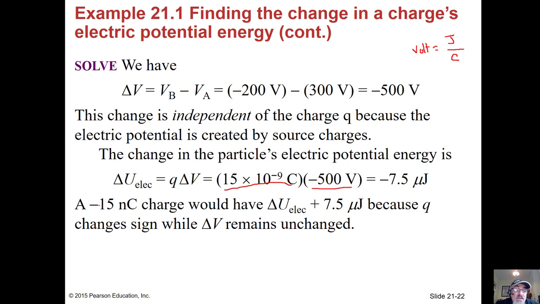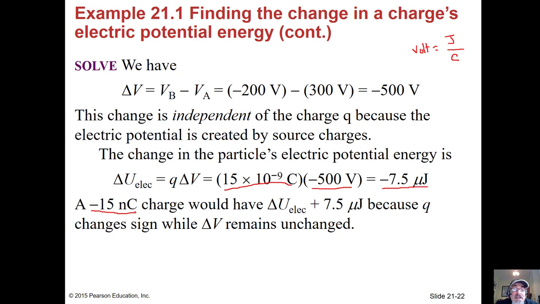Now if you replace the charge with negative 15, this turns out to be positive 7.5. So this positive charge going through this negative voltage difference, it wants to do that. You don't have to actually supply any energy.